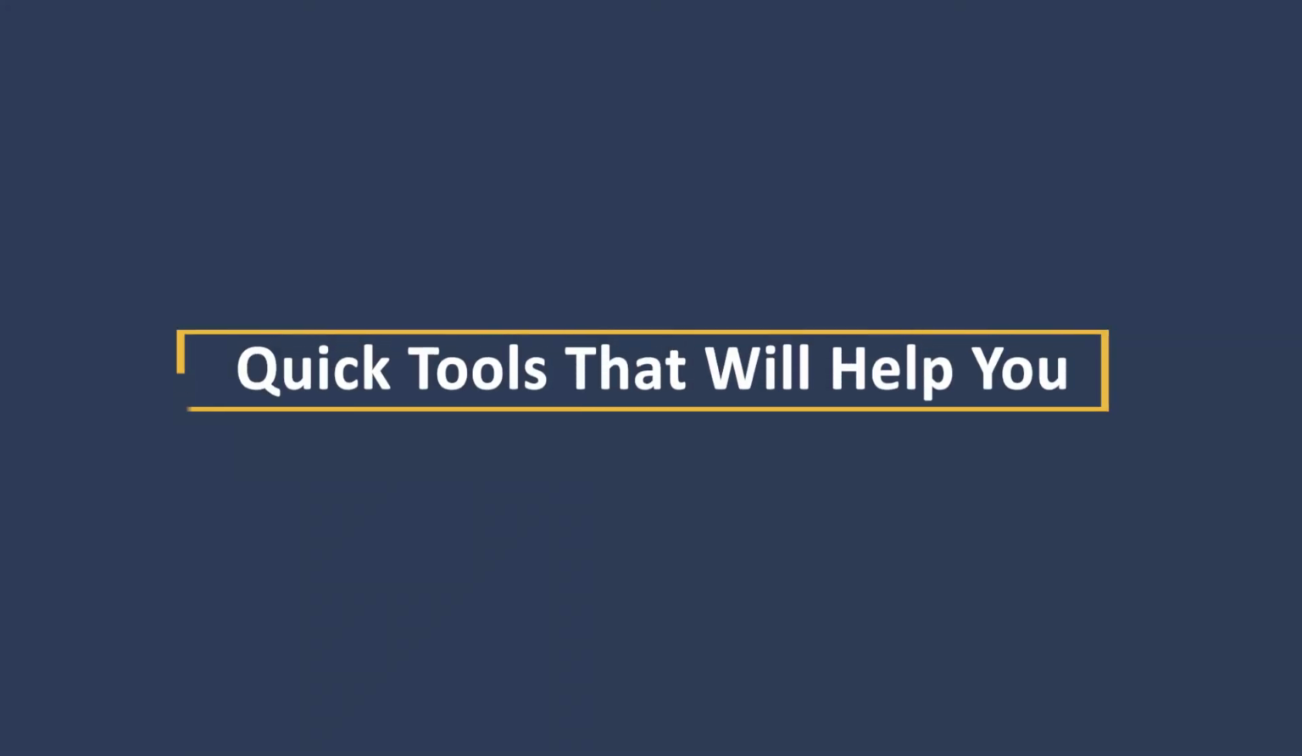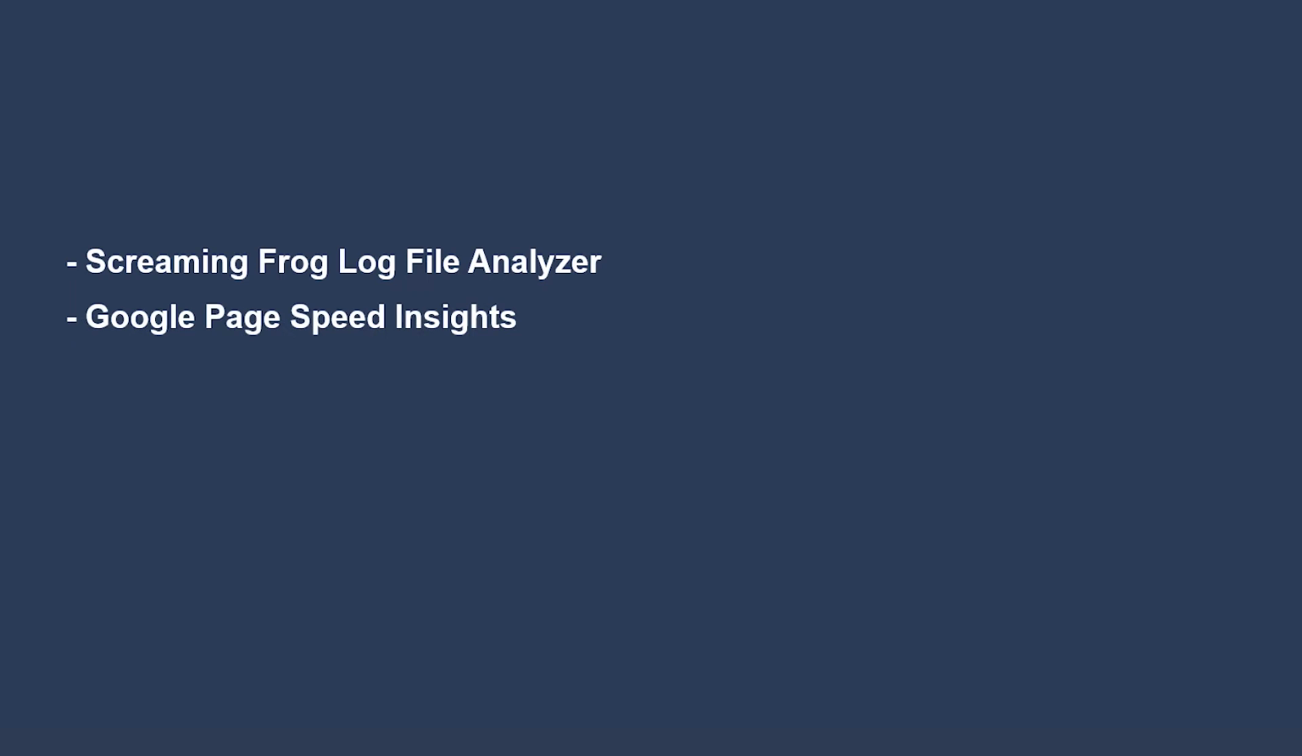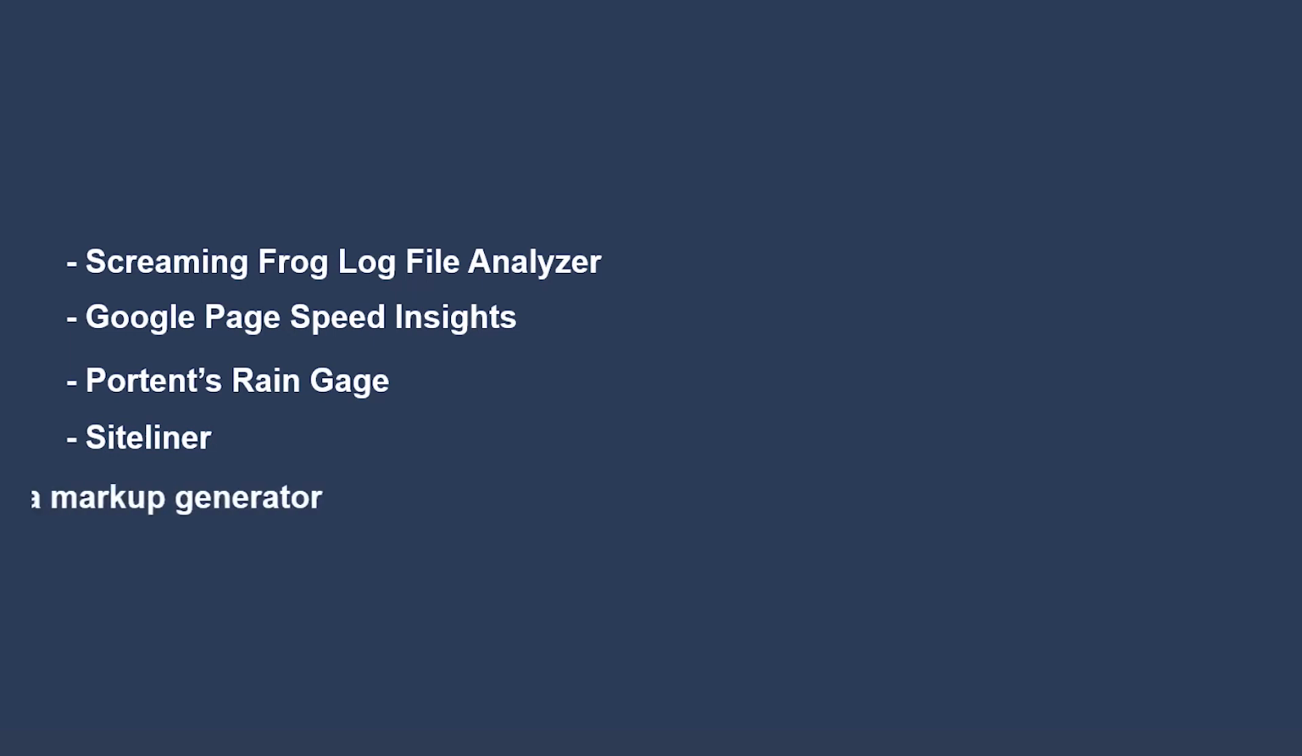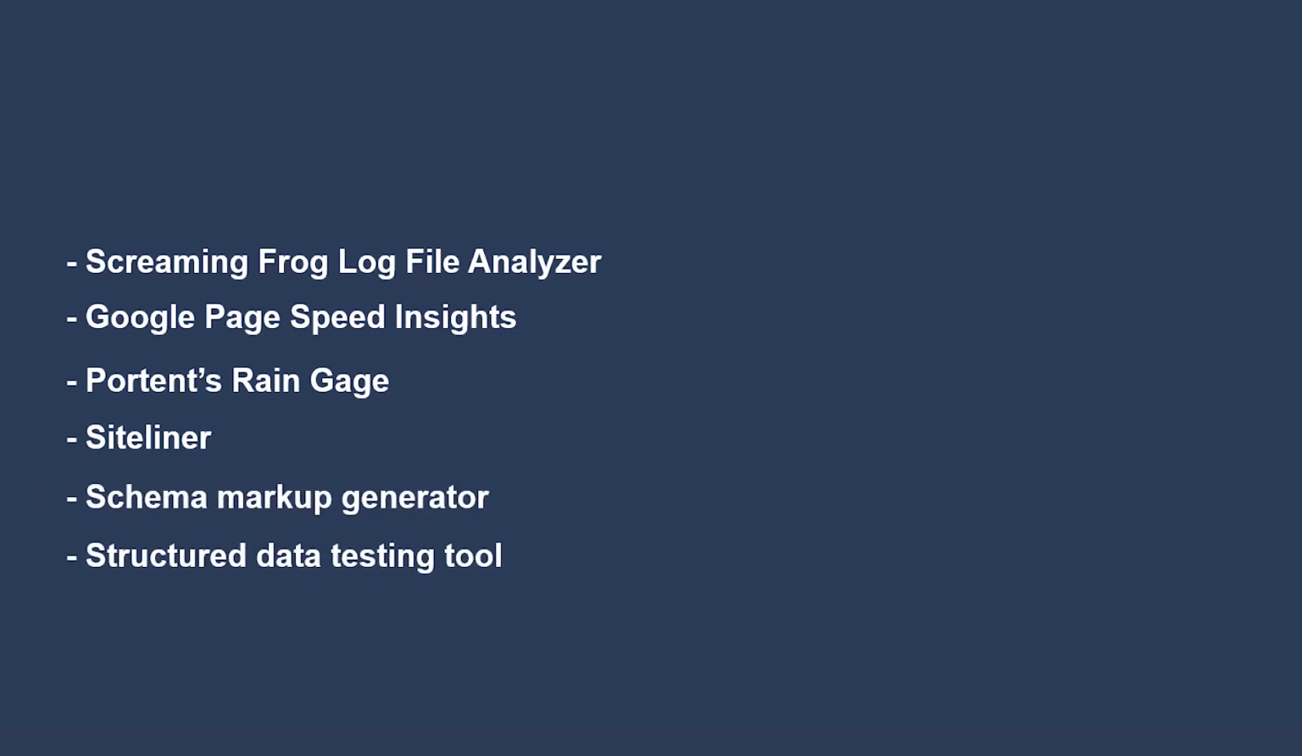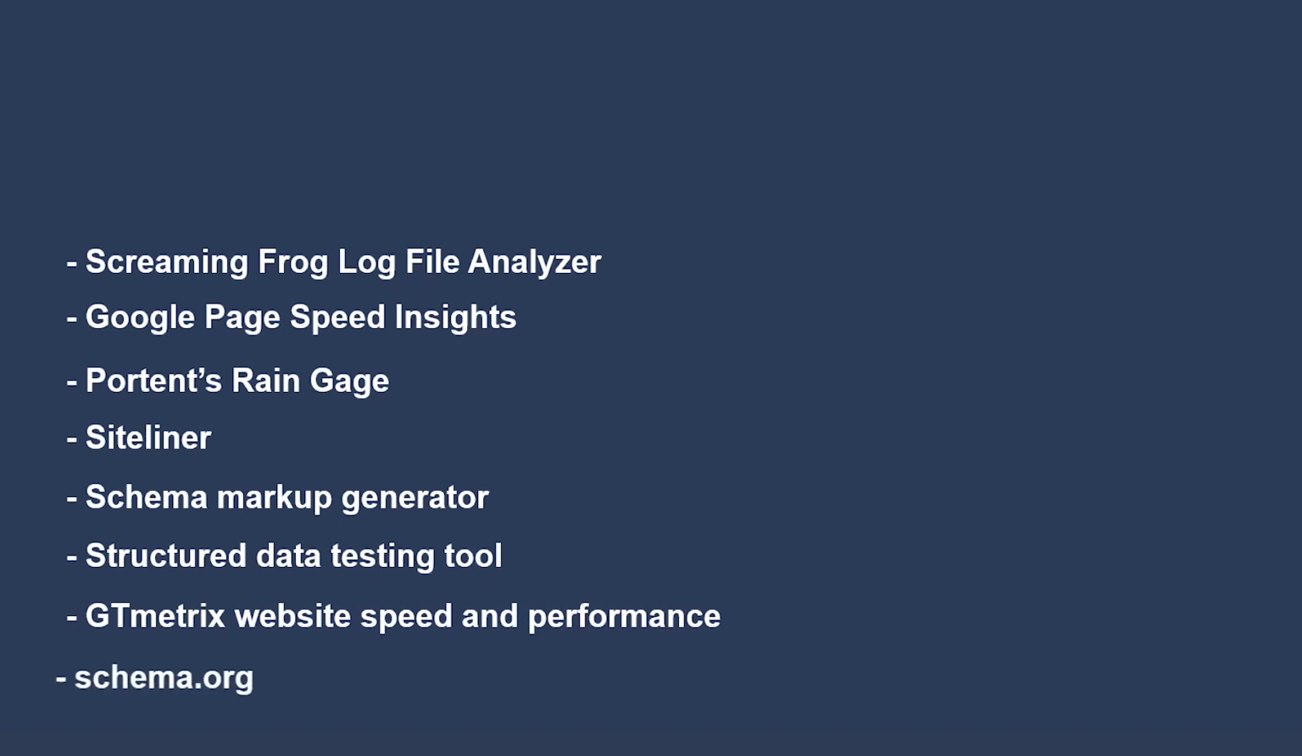Okay, so what are some quick tools that you can use to help you with technical SEO? As I've mentioned before, an SEO's tool belt is often indicative of how good they can do SEO and how successful they'll be. Anybody looking to do SEO should invest some time and possibly some funds into the following: Screaming Frog Log File Analyzer, Google PageSpeed Insights, Portent's Rain Gauge, Siteliner, Schema Markup Generator, Structured Data Testing Tool, GTmetrix Website Speed and Performance, Schema.org, and the list goes on.